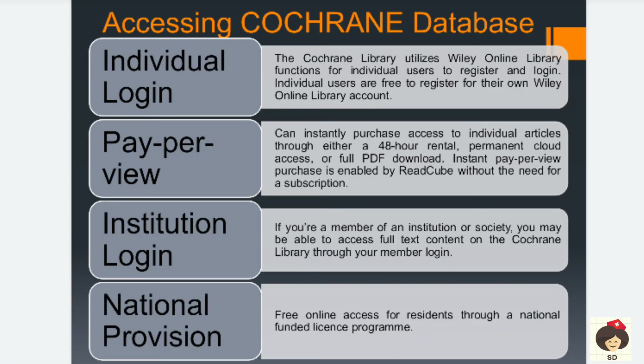Next are the methods to access the Cochrane database. First there is individual login. Through Wiley Online Library you can register and log in by paying the account fee, and they will give you a registered login and password, so that you can access the account and get the information, any PDF download, or the full text of the articles. And pay per view is like a rental basis.